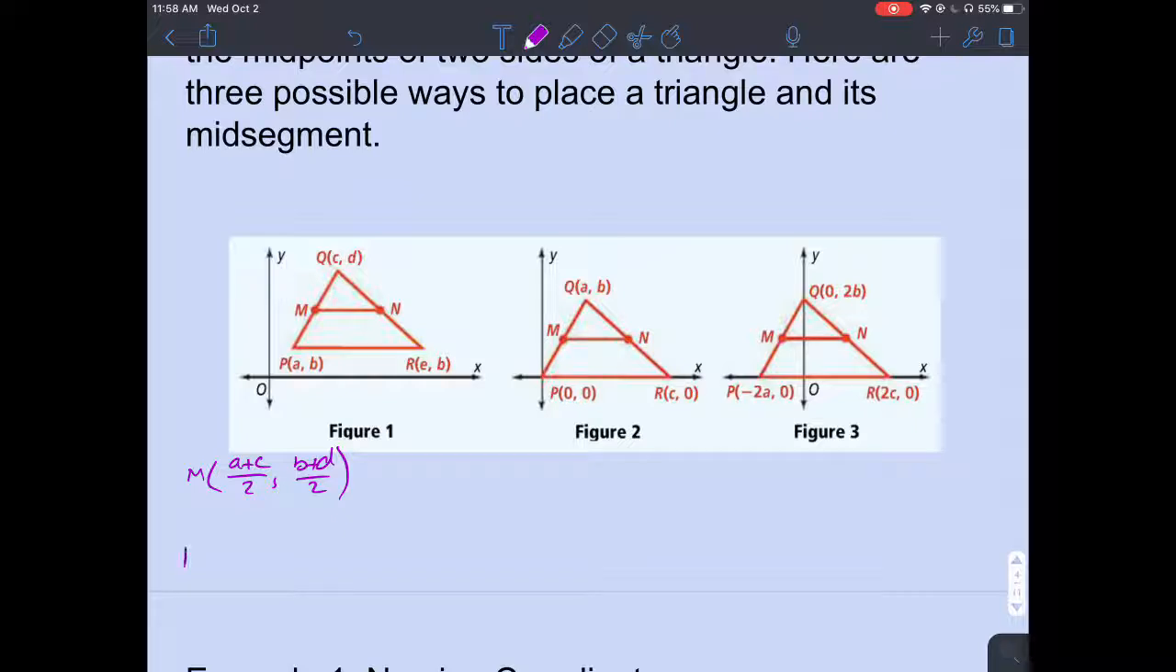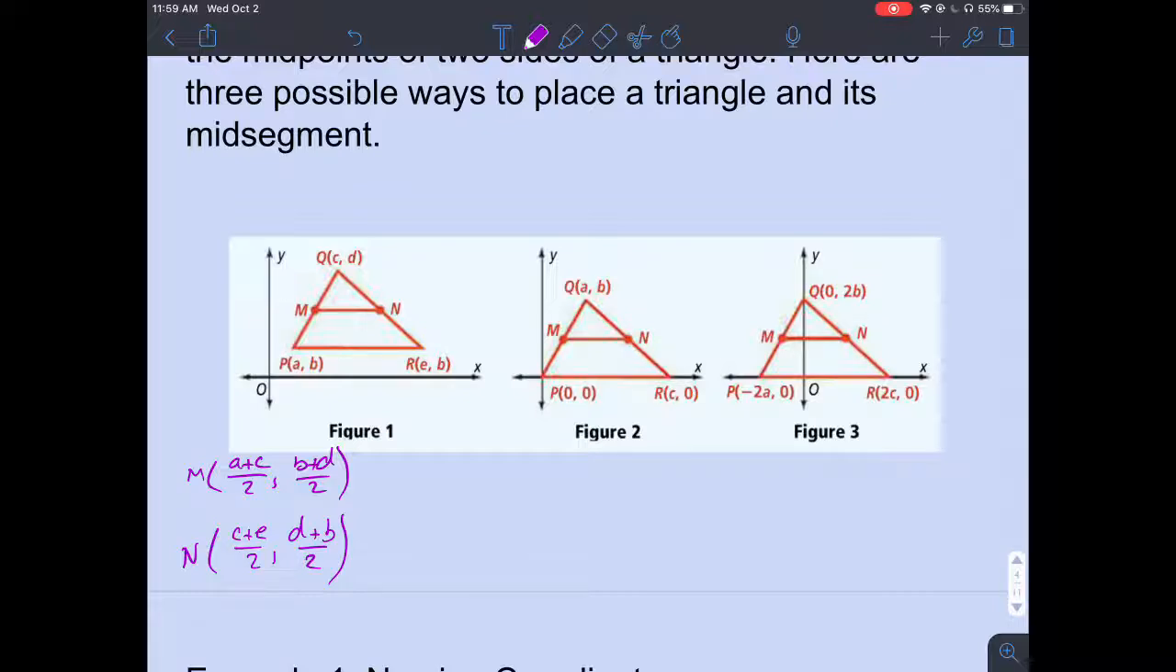Now let's look at N. N is going to be c plus e over 2, and it doesn't matter what order we add these in, and then we're going to have d plus b over 2. So this gives us our coordinates for M and N.